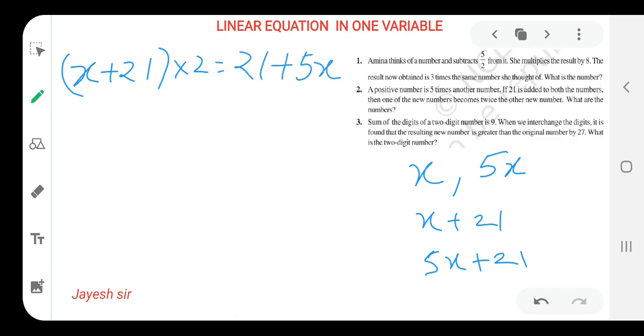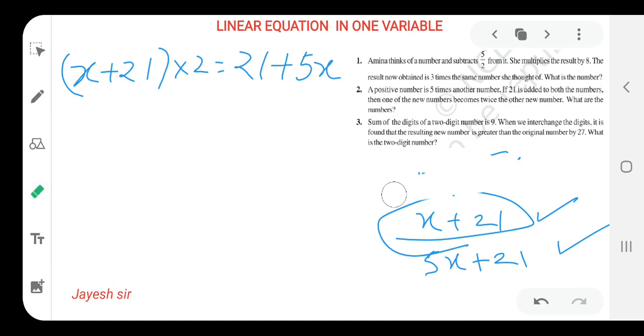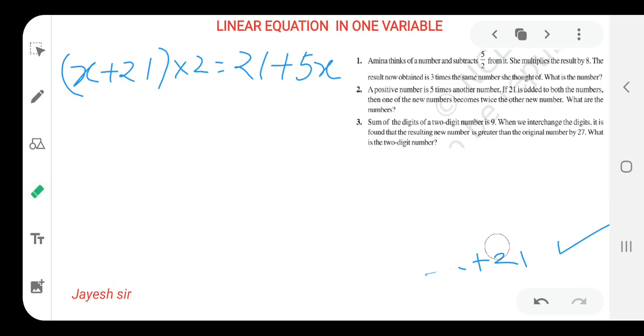Yes friends, I hope you all might be getting it. Two numbers were there, x plus 21 and 5x plus 21. What is to be said? After adding 21, one of the numbers becomes twice the other number. So which number will become twice? The smaller number, that is x plus 21, will become twice. So I have multiplied it with 2. So it has become twice, and now it is equal to 21 plus 5x. Now what are the numbers we need to find? I hope you all might be getting it till now, friends. So let's begin and start with the video.